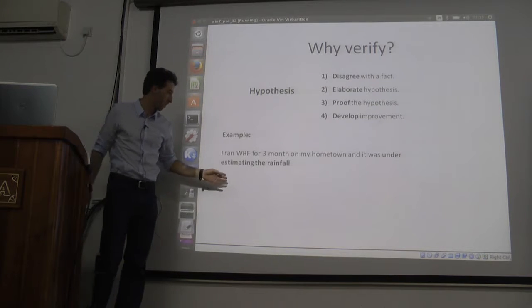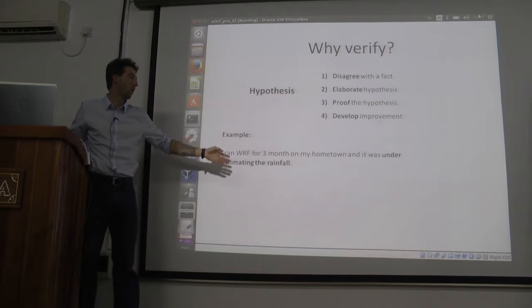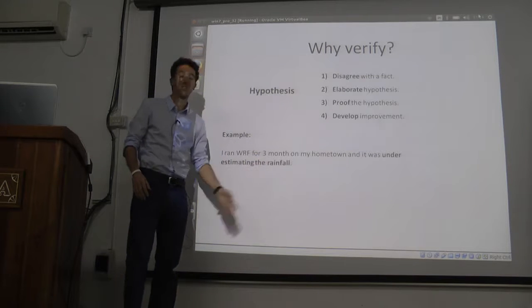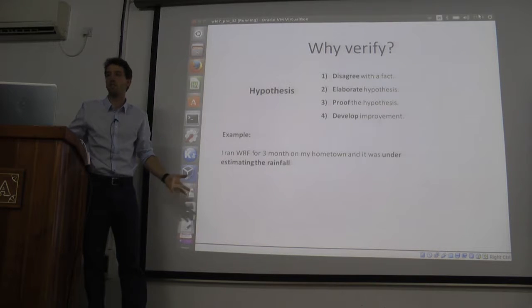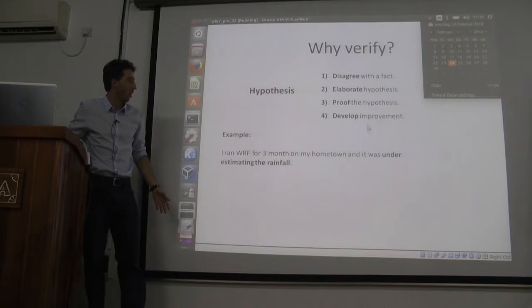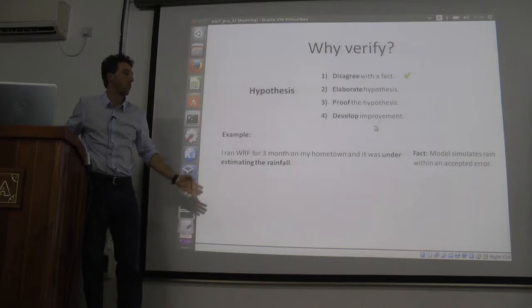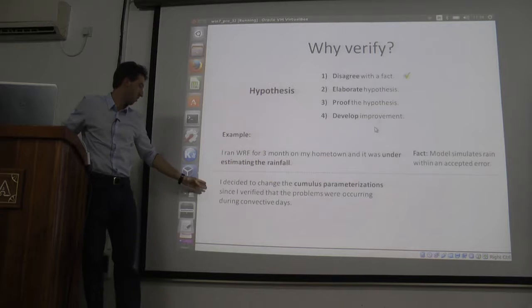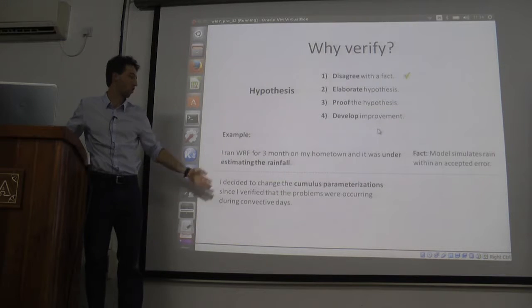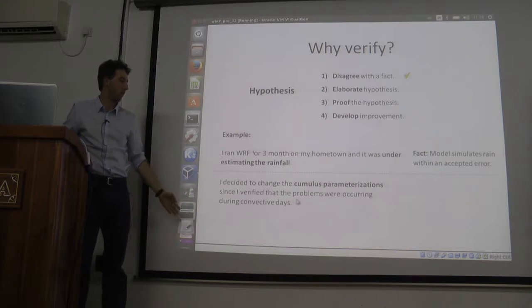For example, I ran a WRF for 3 months on my hometown, and it was underestimating the rainfall. I'm going to tell you a true example that happened to me. The fact is the model should simulate rain within an accepted error, but it did not. So I decided to change the cumulus parameterization of the model, since I verified that the problems were occurring during convective days.